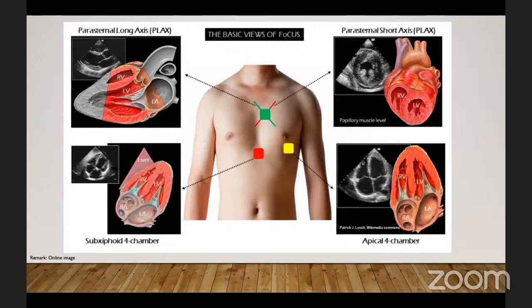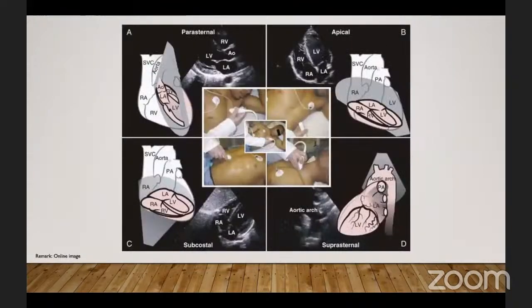The second transducer location is the apical one. It's around the fourth or fifth intercostal space below the nipple. You will get the four-chamber view, and with some maneuvers, from the same position you will get what's called the five-chamber view when you open up the aortic valve. This is used to assess the aortic valve and the LVOT. The third position is the subcostal, presented in the image at the bottom left. This is another image showing the anatomical location, the same as the previous one.